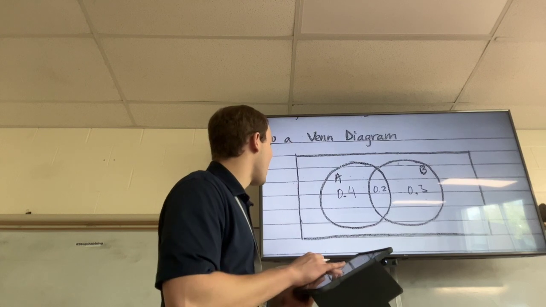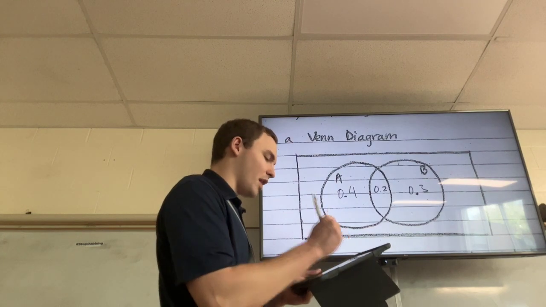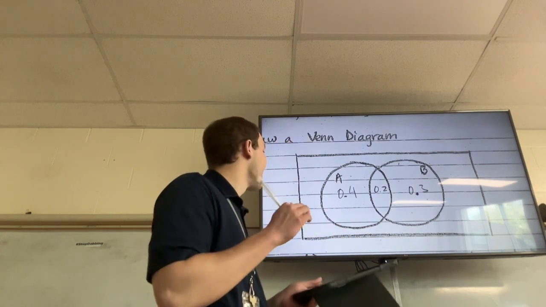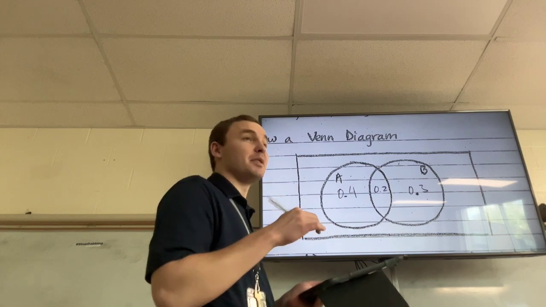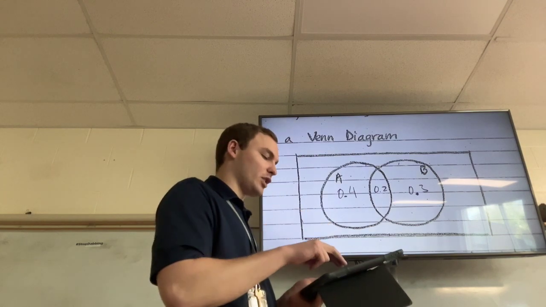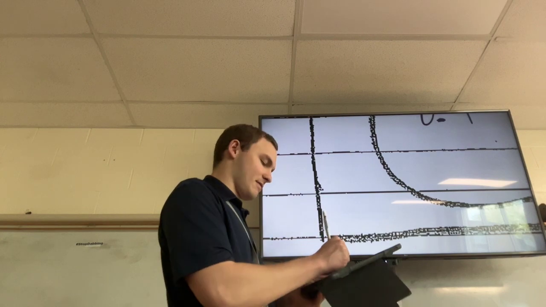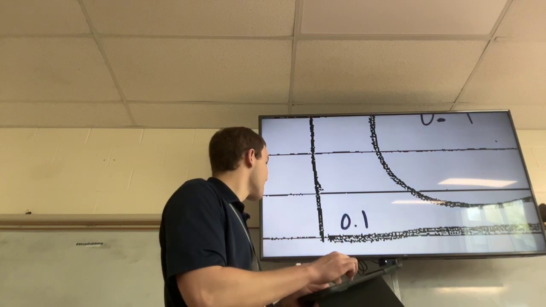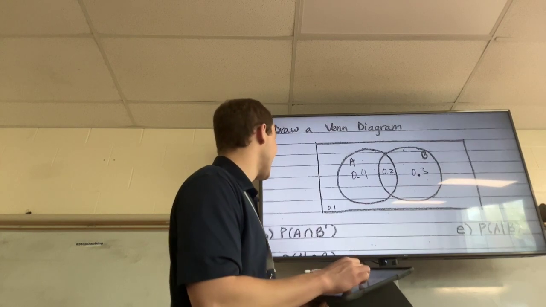Now every number on the screen here needs to add up to 1. What do they add up to right now? They add up to 0.9. So what do I put in the corner? 0.1. There you go. So I filled out the Venn diagram.